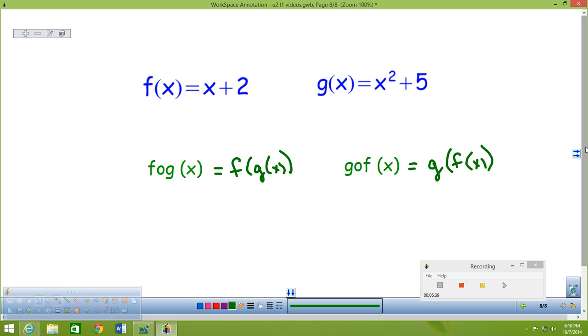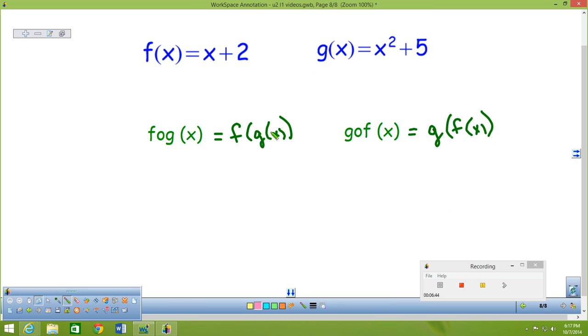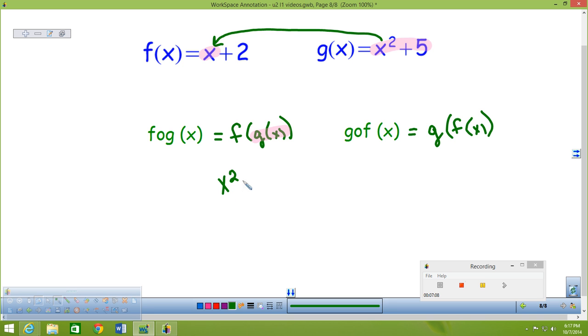Well, let's do this. So g here is going into the f function. It's going in right here. So there's g, x squared. X squared plus 5 is coming from here and going into this function. So this is x squared plus 5. Still have that plus 2. That becomes x squared plus 5 plus 2 is 7. FOG of x is equal to this.